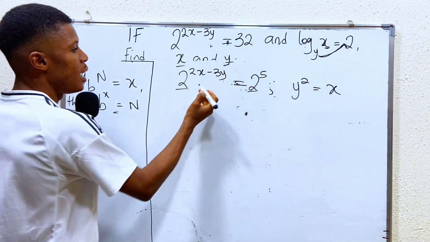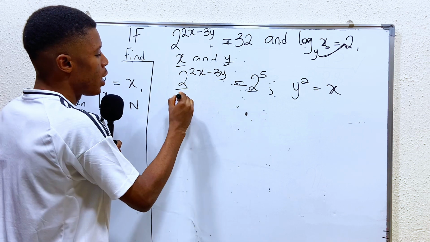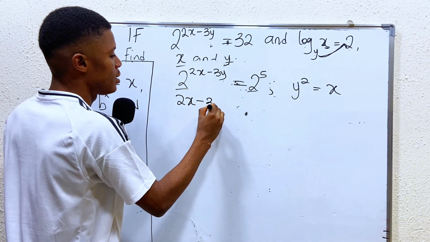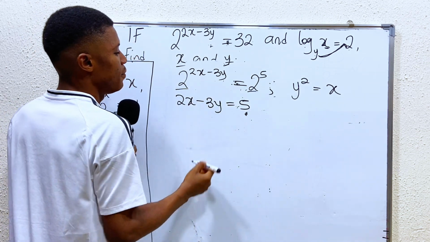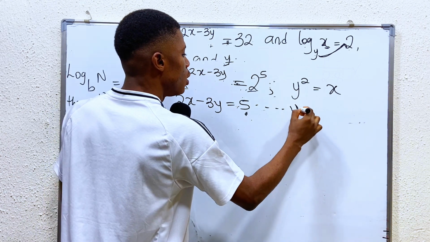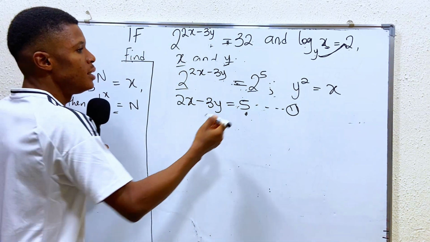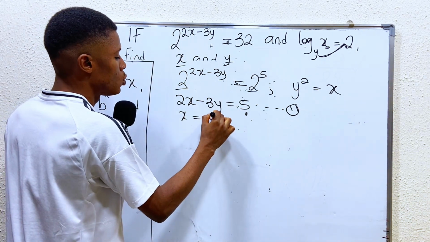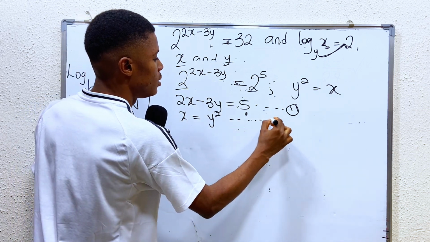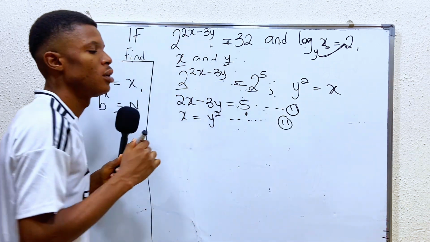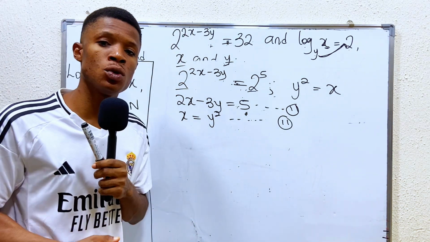So what we do is that we equate the power. So we have it as 2x minus 3y is equals to 5. Let's call this equation 1. Then for this, x is equals to y squared. Let's call it equation 2. So we now have two equations.